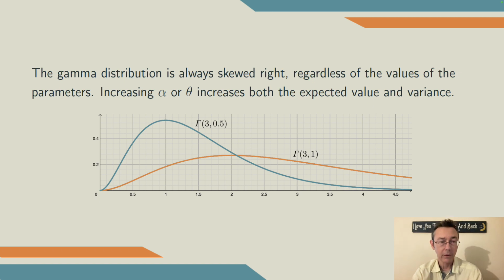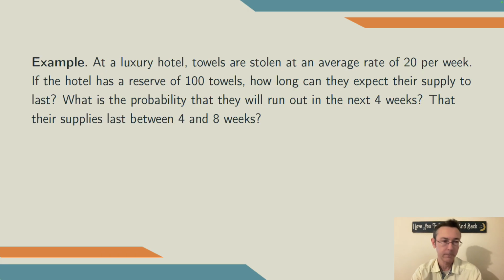The gamma distribution is always skewed right, regardless of the values of the parameters. If you increase alpha or theta, you are going to increase both the expected value and variance. In this picture, I've drawn gamma of 3, 0.05 and gamma of 3, 1 just for illustration. And these are pretty typical gamma distributions.